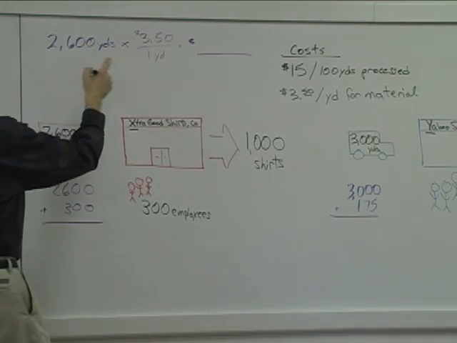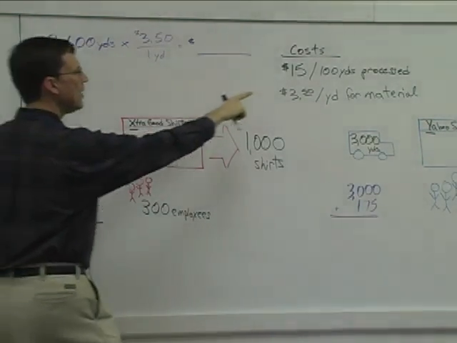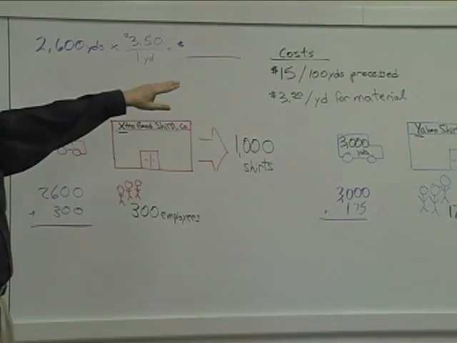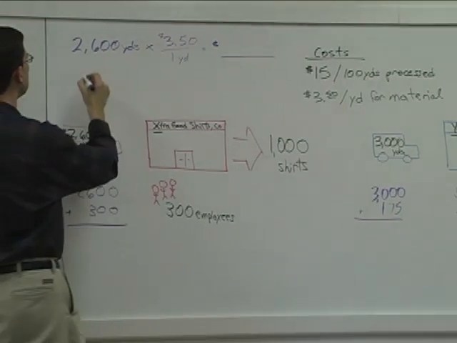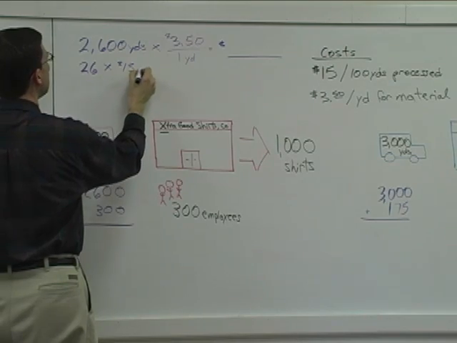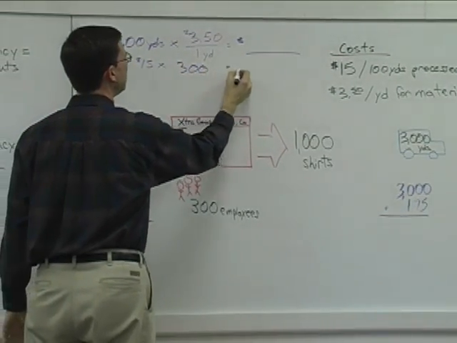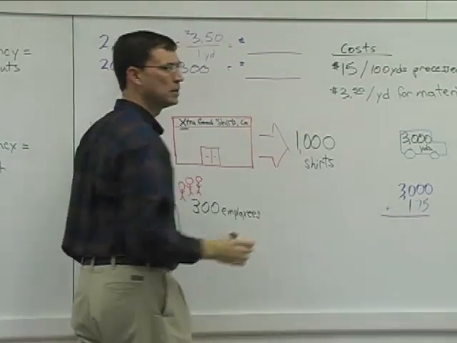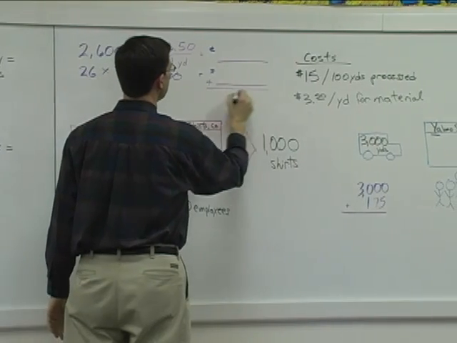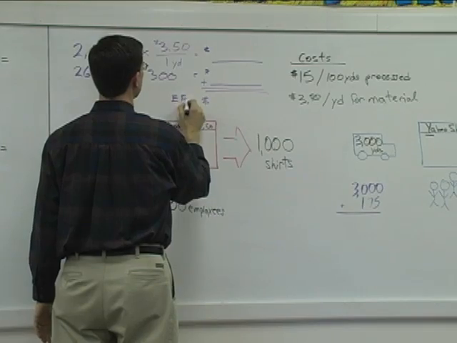Then we're going to take the 2,600 yards and divide that by 100, because it's $15 per 100 yards processed. So we're going to take 26 times $15, and that's times the number of workers, the number of employees. And that's how we get the second number. Then you're going to add those two numbers together to get the economic efficiency.